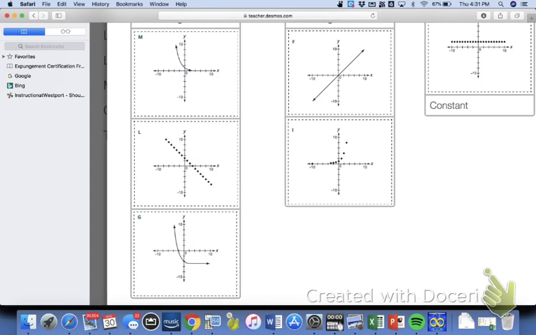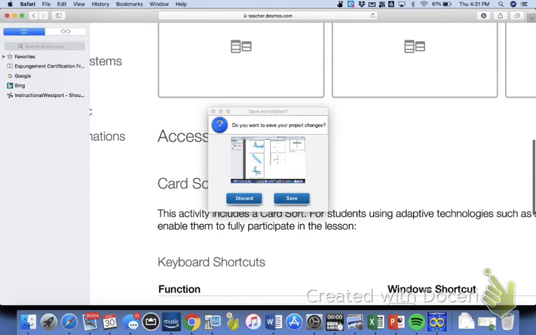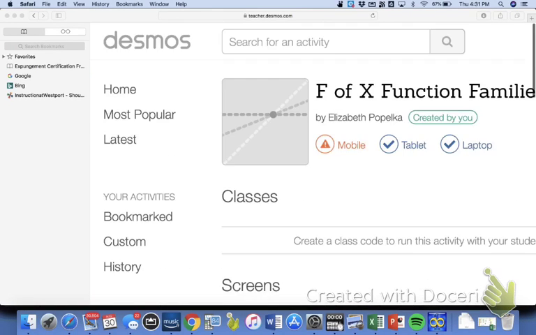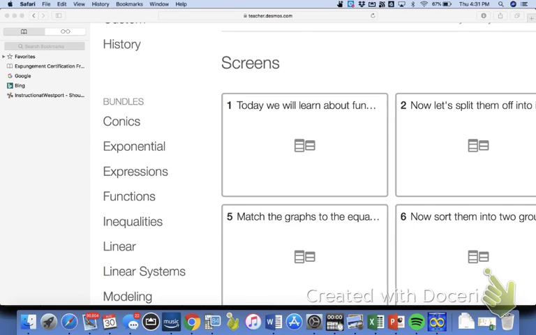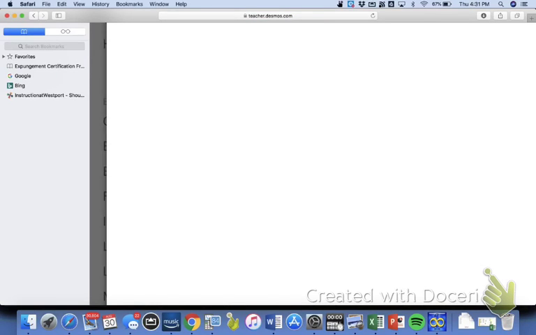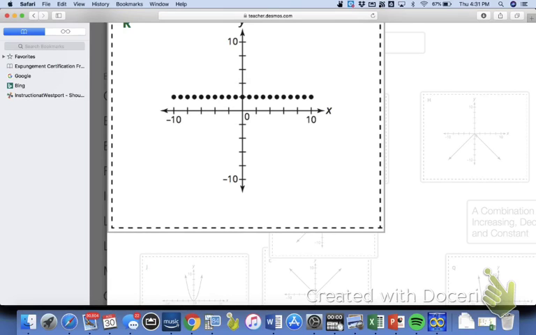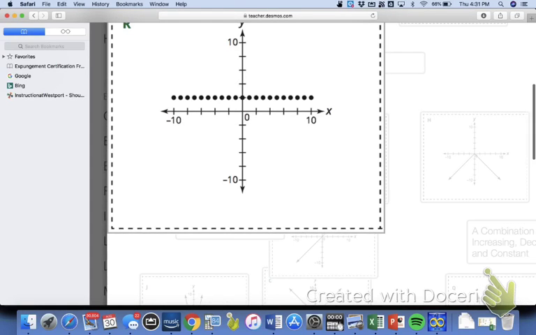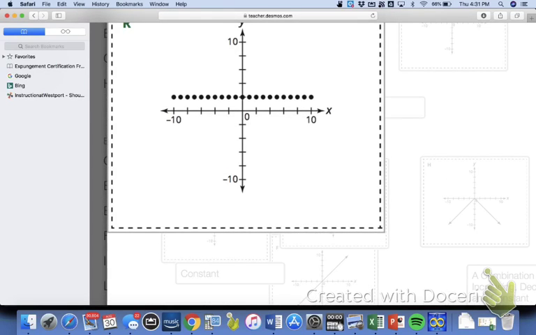And last but not least, the one constant function, oops, sorry, I lost it. There we go. The constant function was graph R. Remember that a constant function is a function that keeps the same range across the domain, and the range, the y value for this function, is right there at 1 all the way across, so that makes it a constant function.